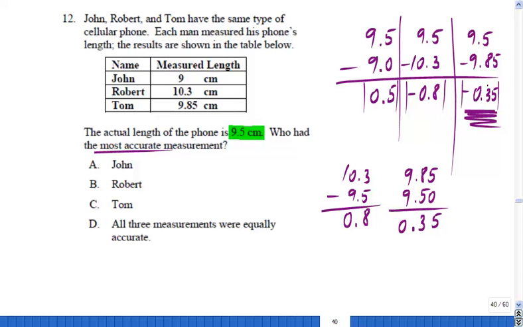Well, in this case, the smallest one in absolute value is 0.35, which comes from the measurement of 9.85, and that was Tom, right? So Tom, out of all these three guys, was the one with the better measurement. 9.85 centimeters, and an error of 0.35, which is better than the other ones. And this is it. That's the way you solve this.